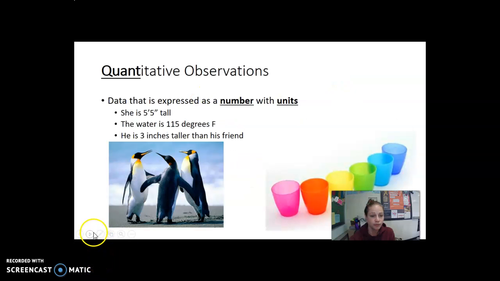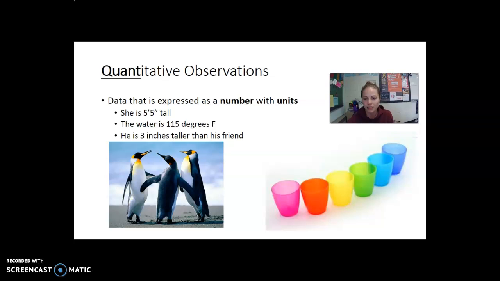Moving on. Now the other type is quantitative. This one's the easy one for me to remember because quantitative, quantity. There's going to be a number and there's going to be a unit. She is 5.5 inches tall. The water is 115 degrees Fahrenheit. He is 3 inches taller than his friend. I think you get the idea. Okay, so pause me here and make a couple quantitative observations about what you see.